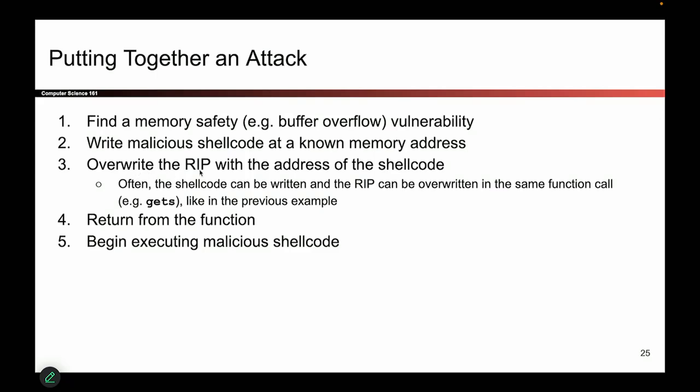And then we're going to overwrite the RIP. That's the address that tells us where to go after the function returns. It currently holds the address of some nice function. We're going to replace it with an address. The address of what? The address of the shellcode we just wrote. So in other words, we're telling the program, when you return, go to this address.